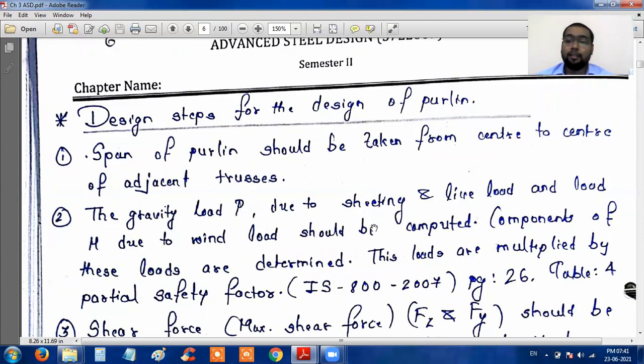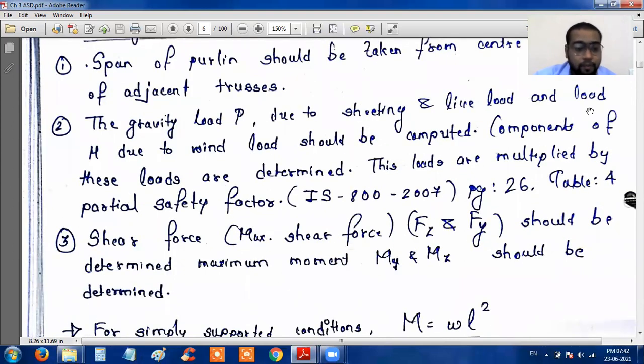Live load, we discussed earlier the formula to find out the live load: 750 minus 20 into alpha minus 10. Then we will find the wind load, and we consider here the wind load as a lateral load. It acts in the lateral direction of purlin. Components of these loads are determined.